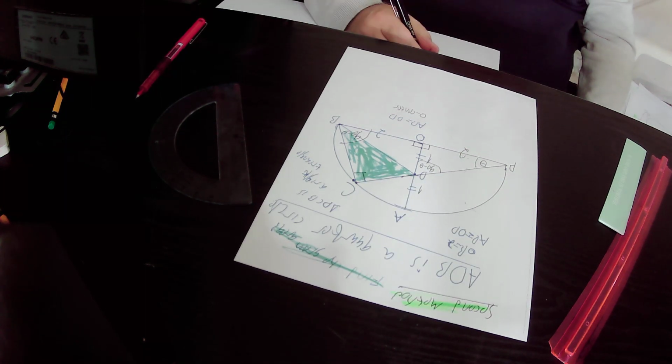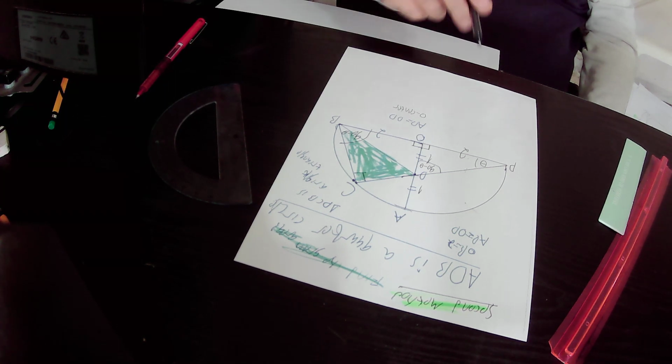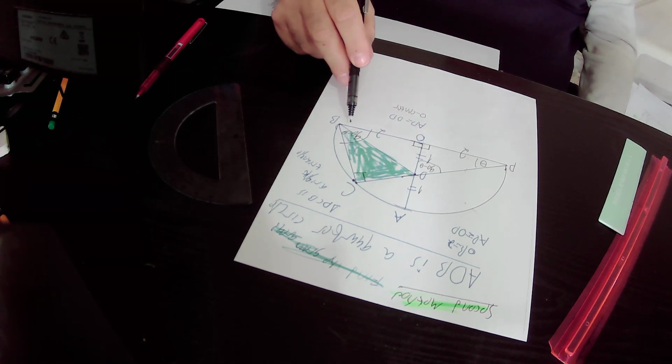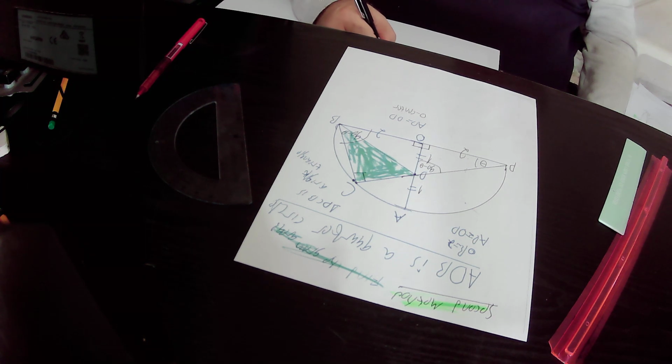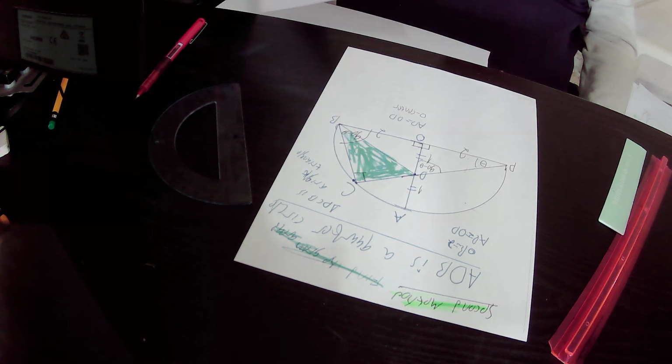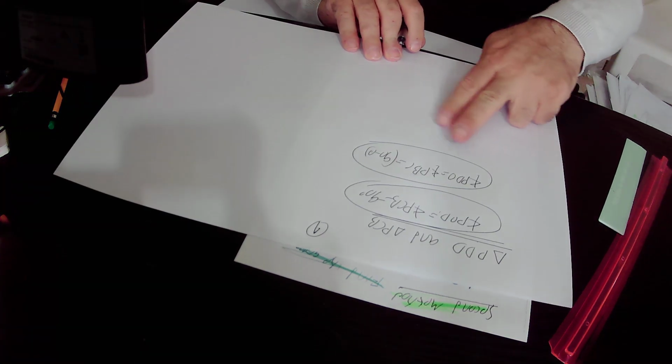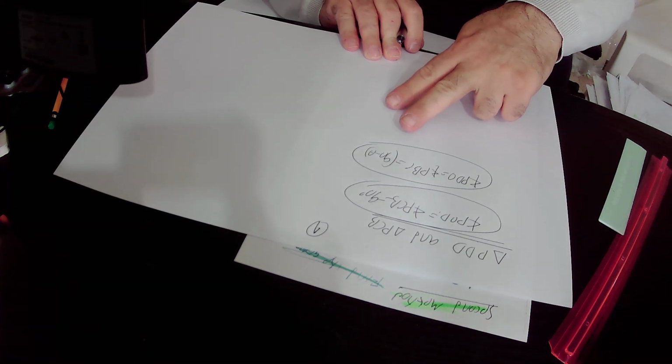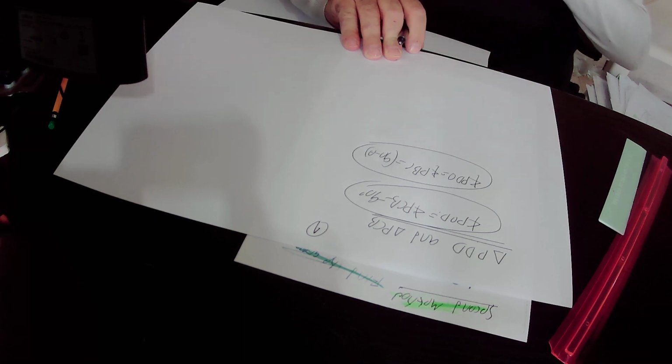So that is to say, angle PDO, this angle, equals angle PBC, and they are both equal to 90 degrees minus theta, therefore they are equal to each other. Repeat again. Angle PDO equals angle PBC, and it is equal to 90 degrees minus theta.